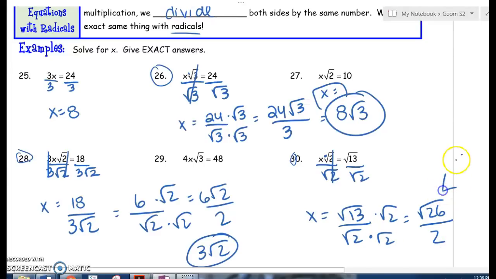Now you could try and break down the square root of 26 to see if there's any perfect squares that we could pull out or any pairs. There isn't any. So you end up with square root of 26 over 2. And that's about all you can do. Can't reduce it because one's under a radical and one isn't.